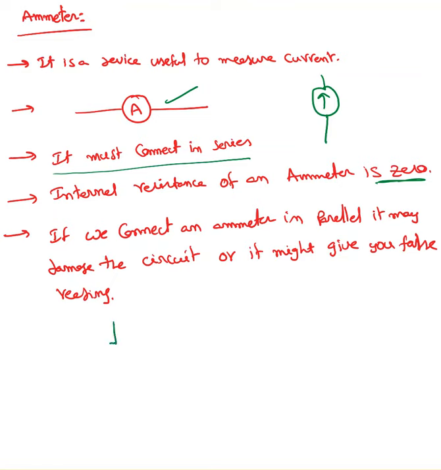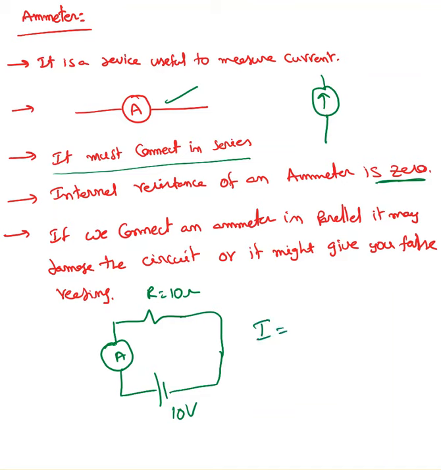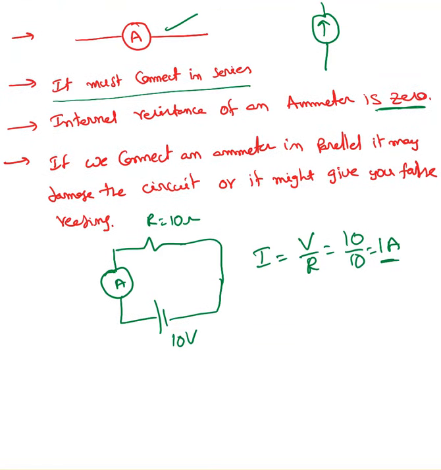Because if you look at any circuit, let me connect an ammeter here. So here is the resistance, which is 10 ohm, connected to a 10 volt source. Before connecting the ammeter, what is the current passing through it? It must be V over R, 10 over 10. It must be 1 ampere. What happens if I have internal resistance in the ammeter, say like 1 ohm? Now the current value is going to change, right?